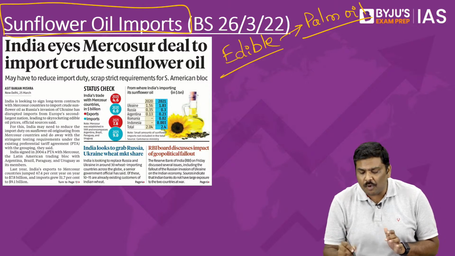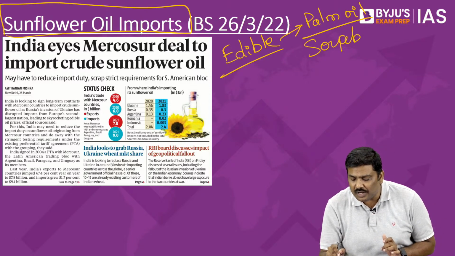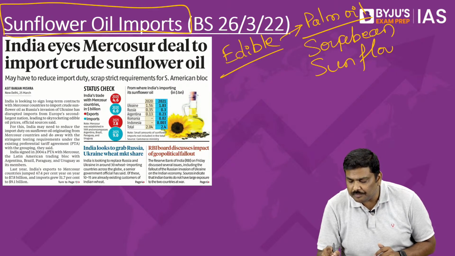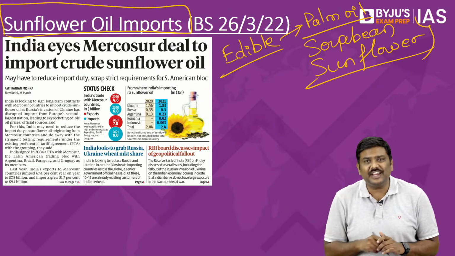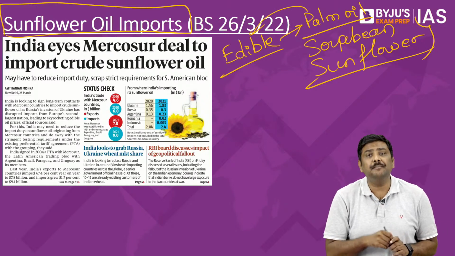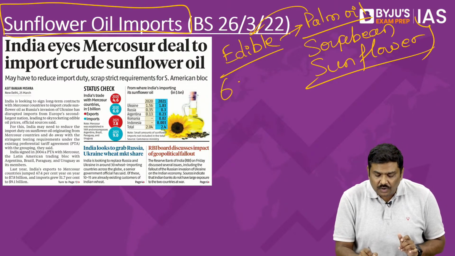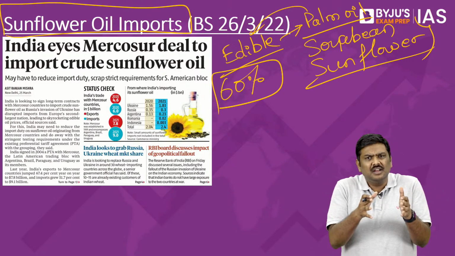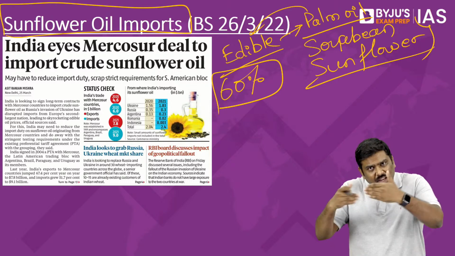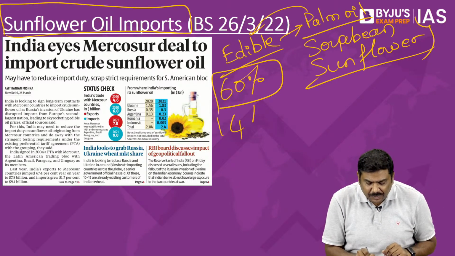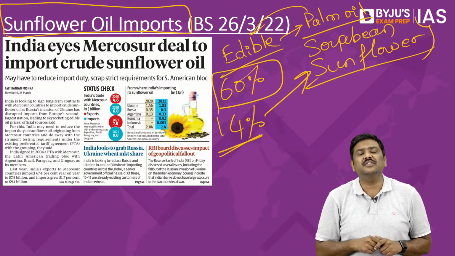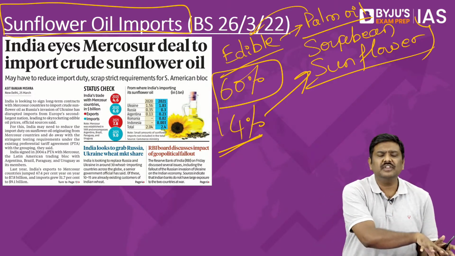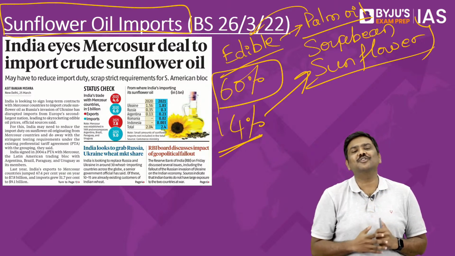And following palm oil, you also import soybean oil. Following soybean, you import sunflower oil. Is it okay? So these are the three topmost edible oil imports into India. And out of the 60% of the requirement that we import into India, 14% of the imports are in the form of sunflower oil. Sir, what is the connection of all of this with the article here? Let me connect it to the article.